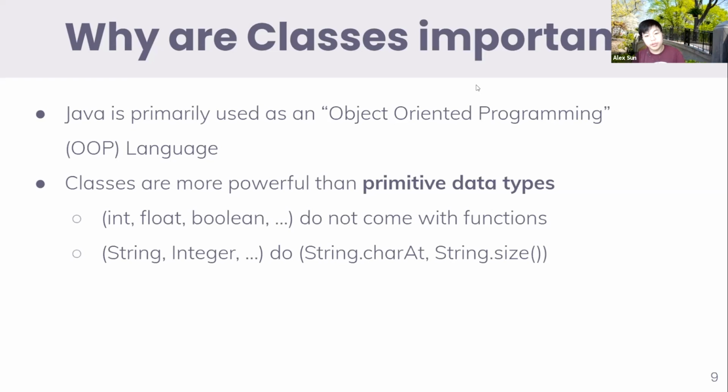But when we use the String class, or the Integer wrapper class, or a few other built-in things, we can do string.charAt, string.length, that's a typo, I apologize. Things like Integer.toString. You have all of these special functions that are so much easier for the user to use. So classes are very important.